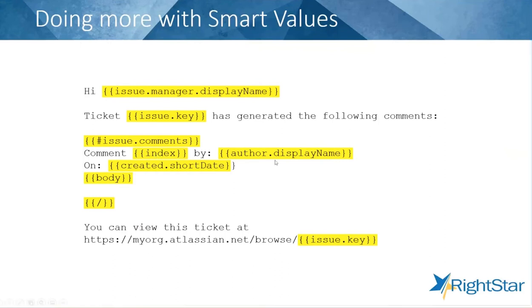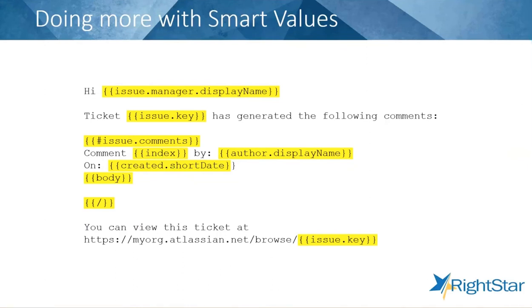Each comment then has an author, and here's their display name. Here is the date, and remember I said I'm using the short date instead of the medium date or some other kind of date format. This will just give me a nice short date. And then I'm going to go ahead and put the body of the comment right here. So this will iterate through and give me a list of the comments that are associated with this particular ticket.